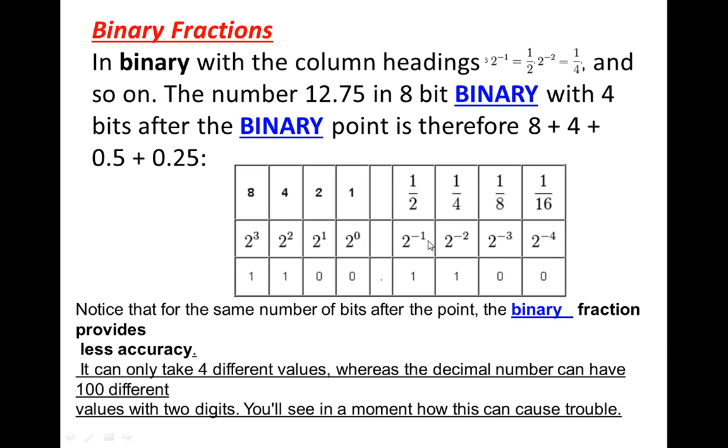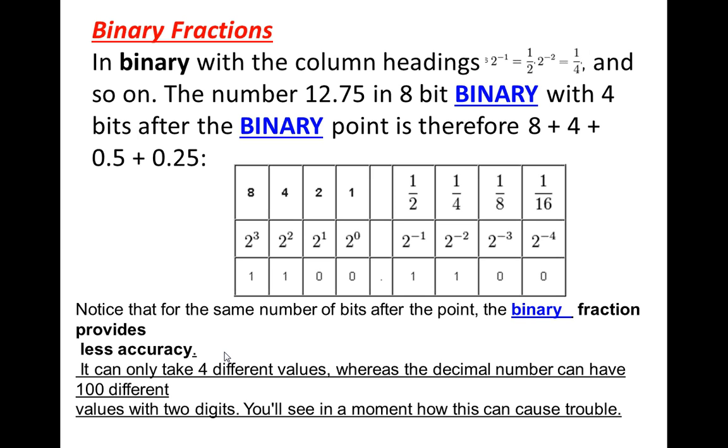This is how we can represent the number in binary format. Notice that for the same number of bits after the point, the binary fraction provides less accuracy. So this is one of the limitations of binary numbers, that it provides less accuracy as compared to the decimal point number. It can only take 4 different values, whereas a decimal value can have 100 different values with 2 digits. You will see in a moment how this can cause trouble.